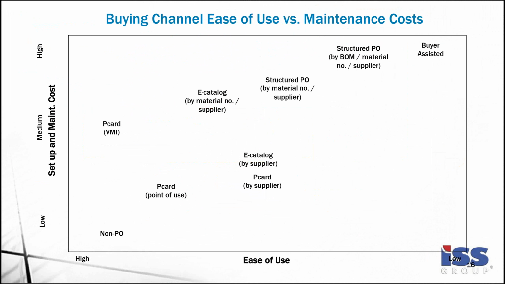That's how it works. You can see that a P card is high ease of use and medium to low on the setup cost, medium on a vendor managed inventory, and a low on a point of use P card. So this kind of helps you just think through what you're putting in the channel, and does it fit this purpose here, and how much money you're going to spend to set it up. Okay, next slide.